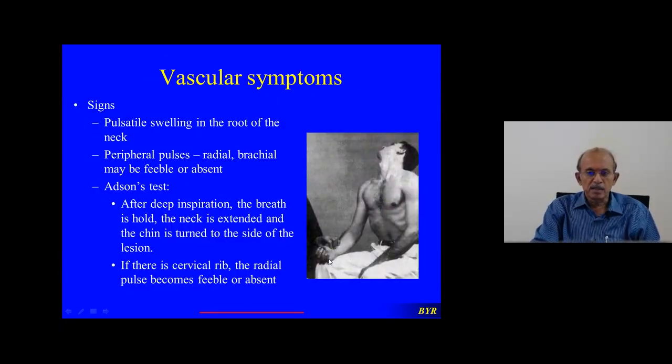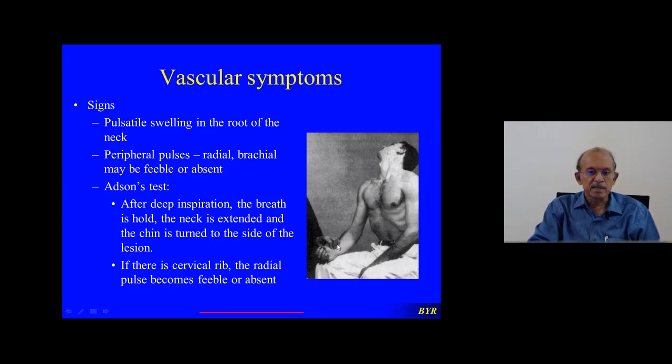You feel the radial pulse of a patient in a sitting posture. Then ask the patient to turn the head upwards and sidewards. Sideward means to the side of the lesion, to the side where you are examining. To that side, the patient has to turn his chin and look upwards. Then he should take a deep breath and hold it tight. Then the pulses will disappear.